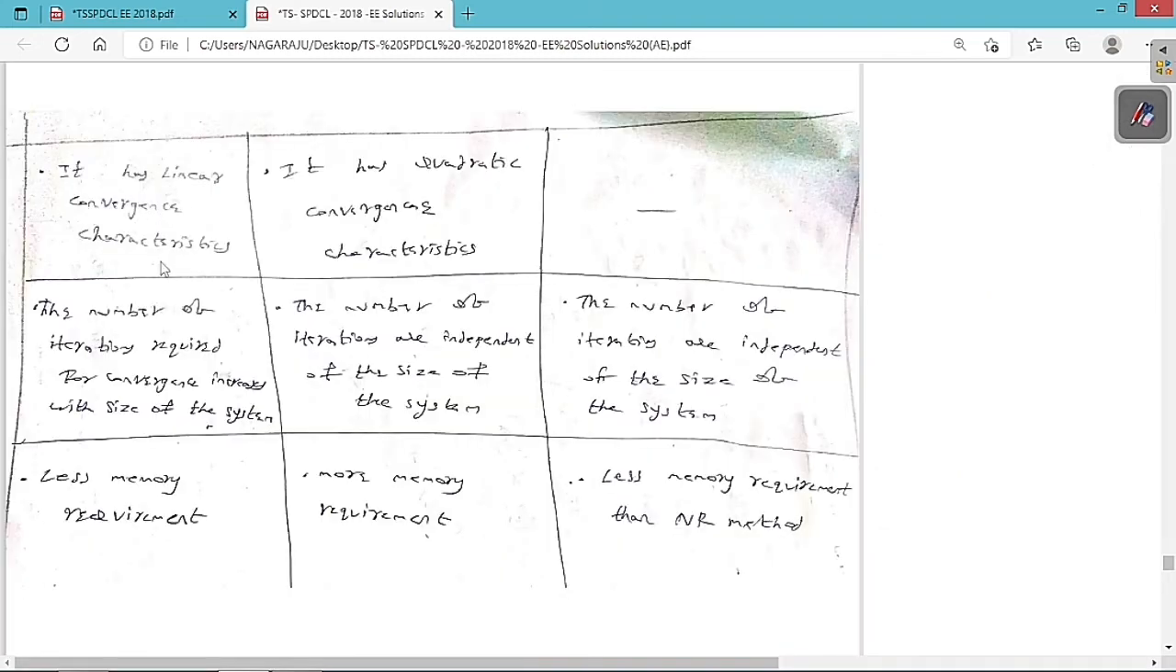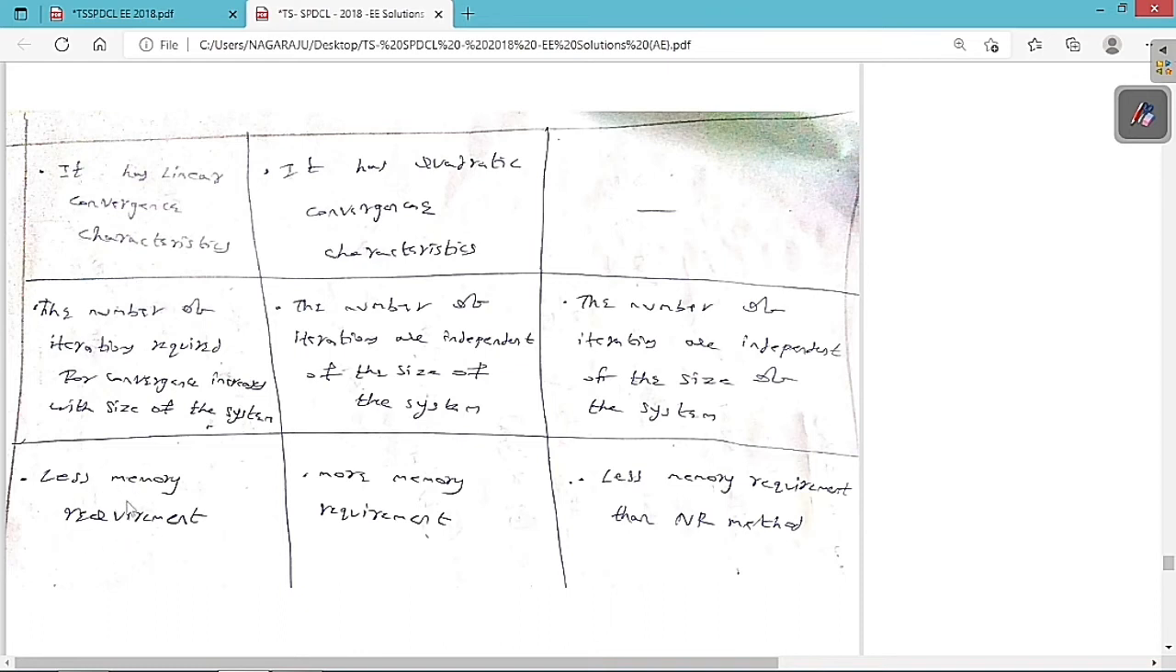The Gauss-Seidel method has linear convergence characteristics, whereas the Newton-Raphson method has quadratic convergence characteristics. For Gauss-Seidel, the number of iterations required for convergence increases with the size of the bus system. But for Newton-Raphson and the fast decoupled method, the number of iterations is independent of the size of the system. These two are independent of system size, whereas for Gauss-Seidel, as the size of the system increases, the number of iterations will increase.